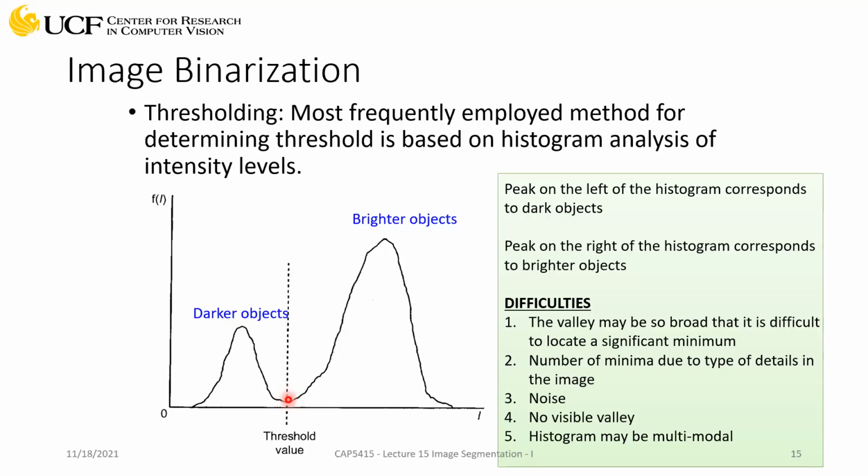So we can pick a threshold at this location, which is a value over here. Let's say this is 100. Then the threshold in this case will be 100. All the pixels which have intensity less than 100 will go to 0, and all the pixels with intensity greater than 100 will go to 255.